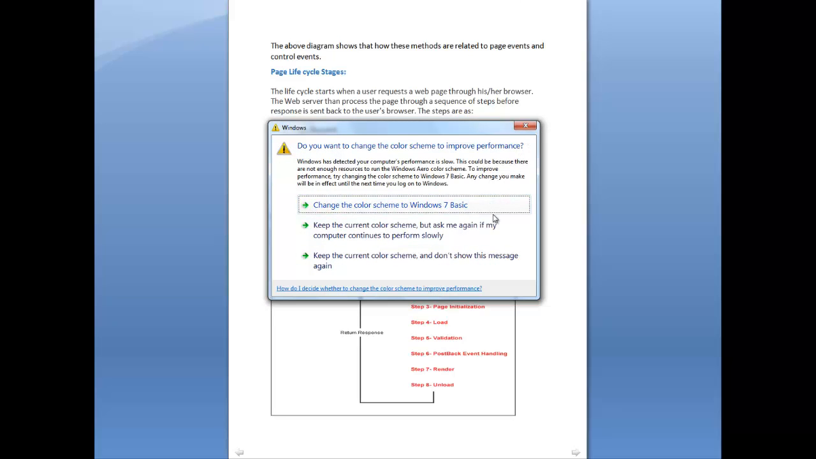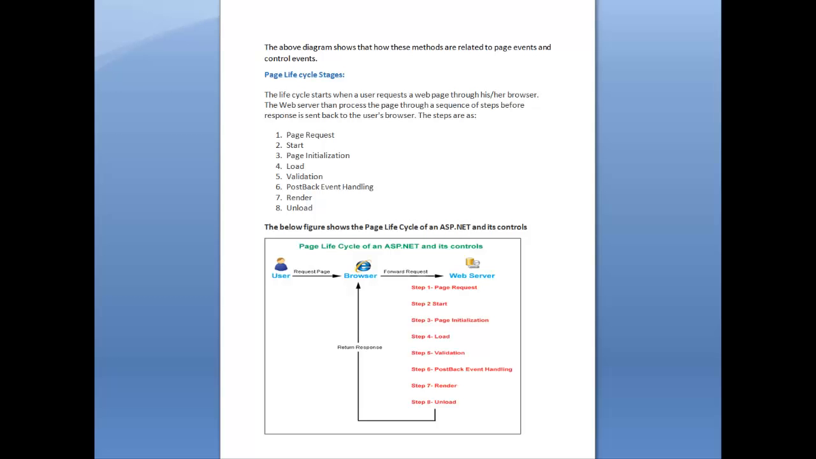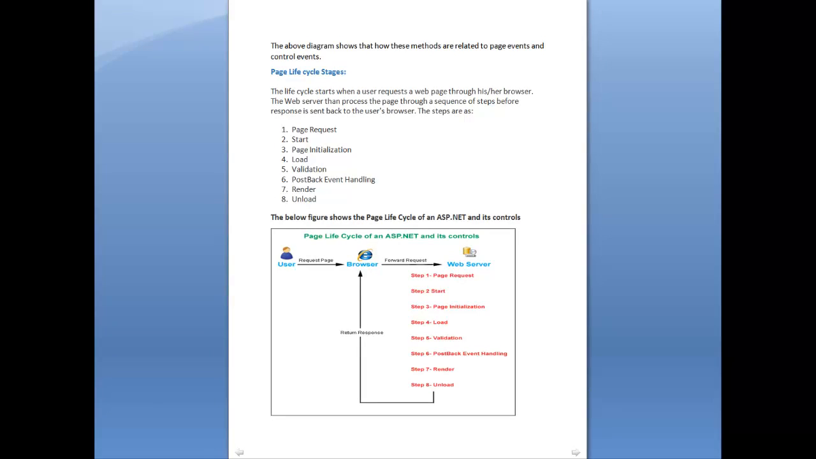First, the request comes from the user to the browser. Then the browser forwards the request to the web server. Then the following stages are done at our application side. Finally, the response is sent to the browser. Let's see the steps of the lifecycle one by one.